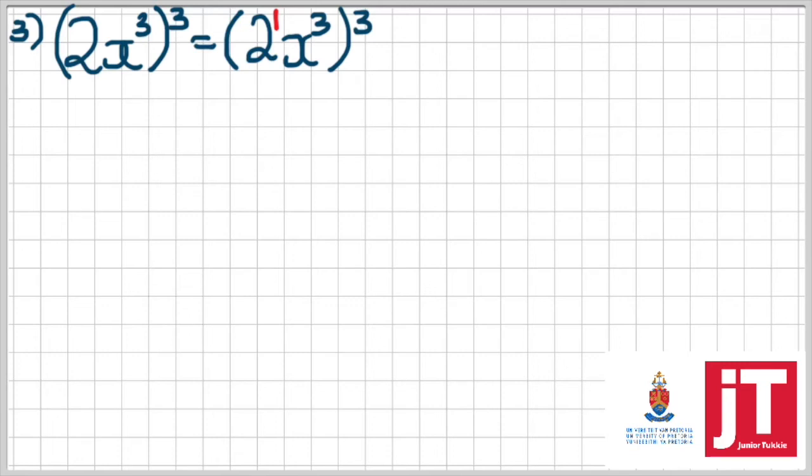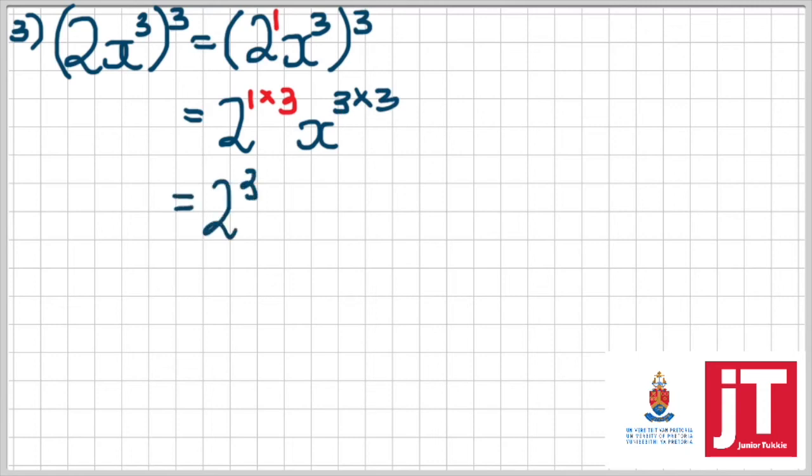So simplifying that, the power rule says you multiply the powers inside the bracket by the powers outside the bracket. So with the 2 to the power 1, we're going to have 2 to the power 1 times 3. And the x to the power 3 becomes x to the power 3 times 3. Simplifying that, we get 2 to the power 3. And for the x, you're going to get x to the power 9. But further simplifying the 2 to the power 3, we're going to get our final answer as 8x to the power 9.